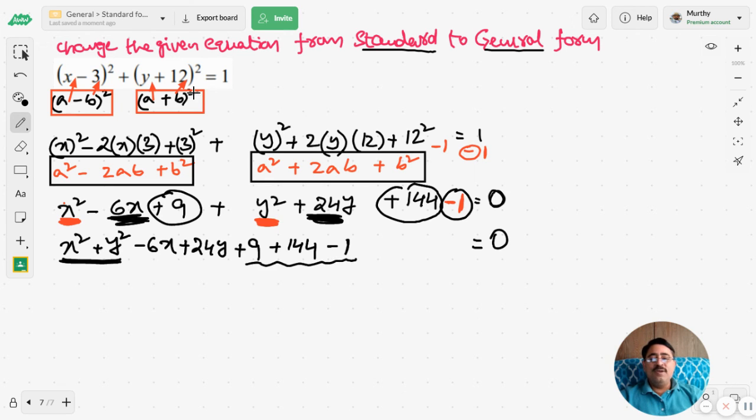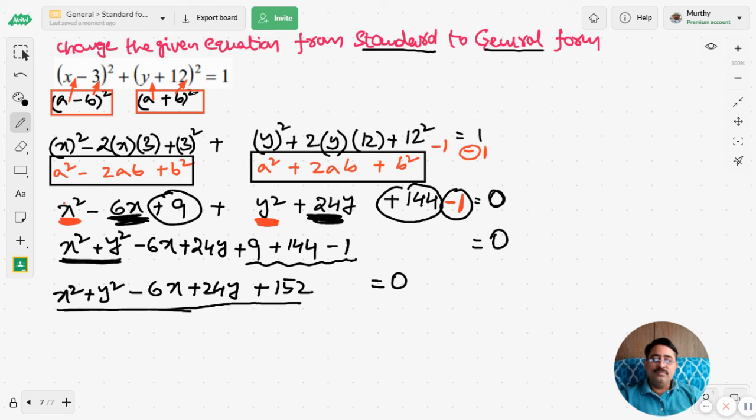These values can be simplified, and the rest of the things I have to write as they are, because they cannot be added or subtracted. 9 plus 144, 153. 153, take away 1, so 152 equals 0. So this is written in the general form. When the standard form is given, it's easy to write, but the only thing is you have to memorize the a plus b whole square and a minus b whole square formulas. Okay.